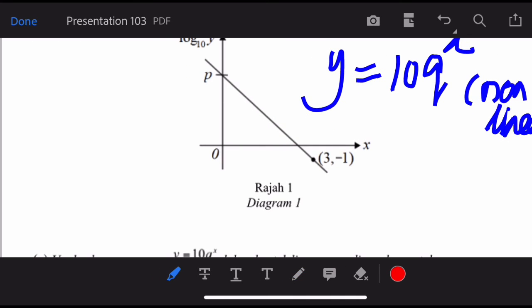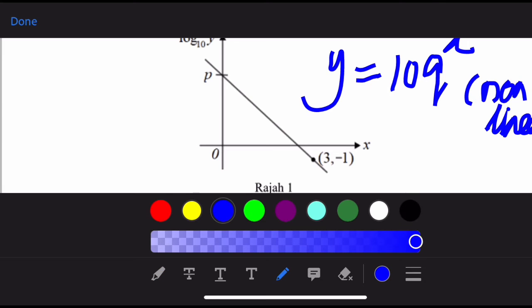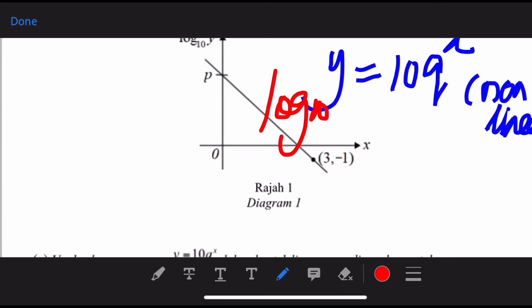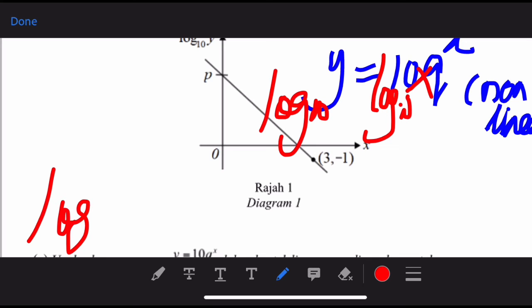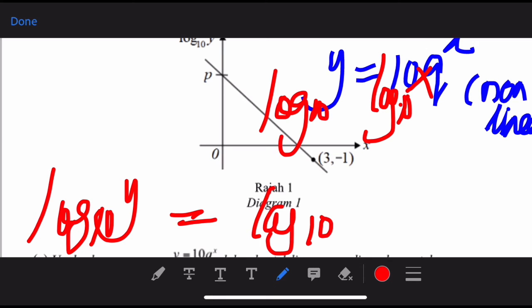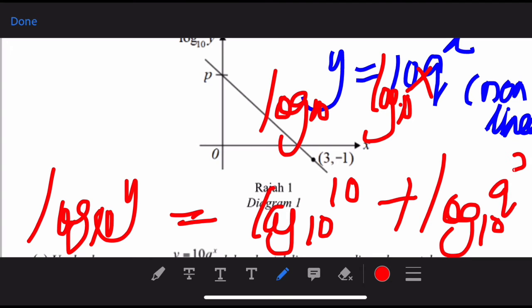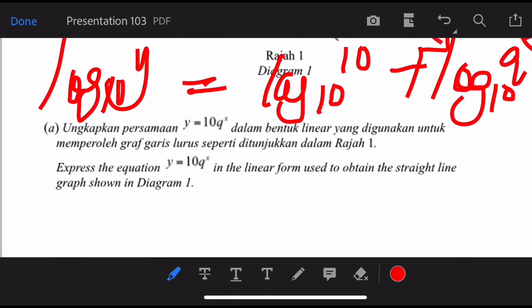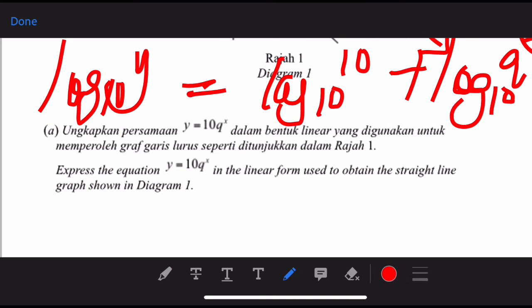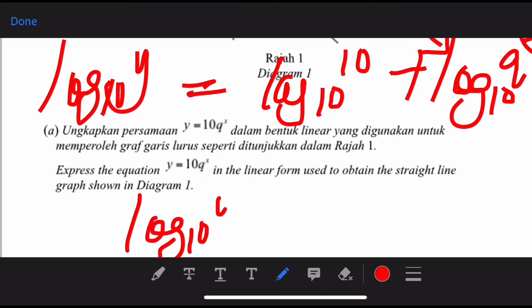So if I take log base 10, I will take both sides and apply the law. So it's log 10 y equals log 10, this is log 10 10 multiplied, becomes plus log q^x, and this is the power you need to bring to the front, right? Okay, so finally we need to rearrange so that it looks like gradient form. So this is a c, right?